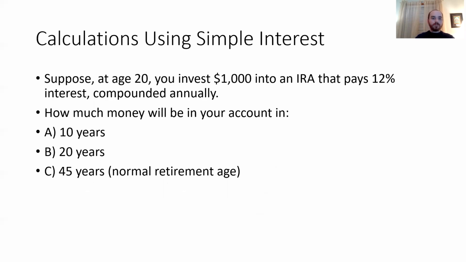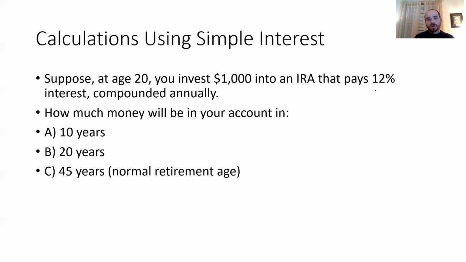So let's suppose at age 20, you invest $1,000 into an IRA that pays 12% interest compounded annually. Now, this is unrealistic for a couple of reasons. First of all, no IRA pays a guaranteed amount of interest. That's ridiculous. It'd be awesome, but that doesn't happen. 12% is also very, very kind. Generally speaking, if you know what you're doing with an IRA, you can expect around 10%. But eventually you're going to get taxed and stuff, and it's a whole bunch of other different things. But this will work for our example problem.